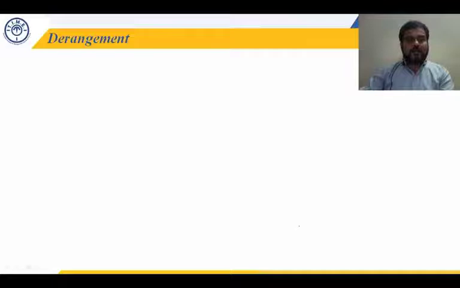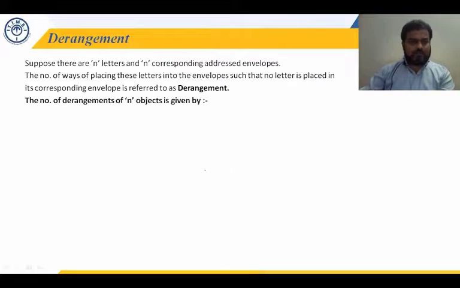Alright. Now let us look at a concept known as derangement. What is derangement? Suppose there are n letters and n corresponding addressed envelopes. There are addresses written on the envelopes. The number of ways of placing these letters into the envelopes such that no letter is placed in its corresponding envelope is referred to as derangement.